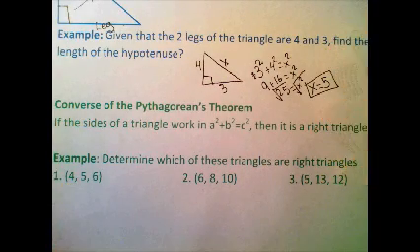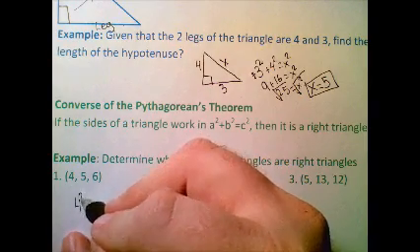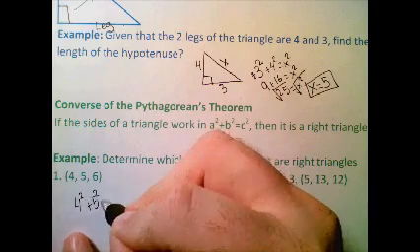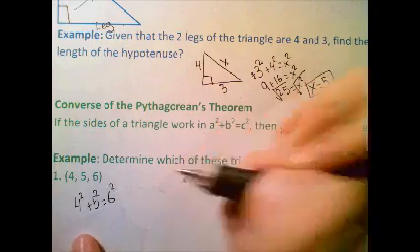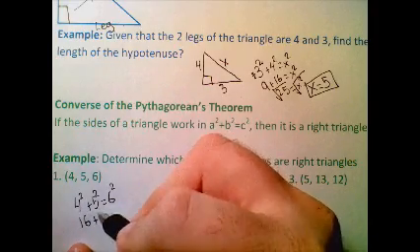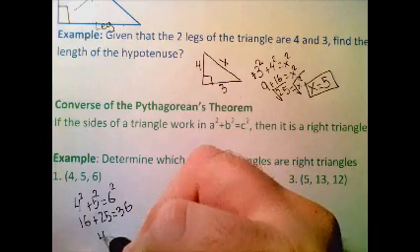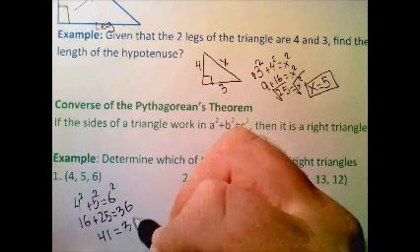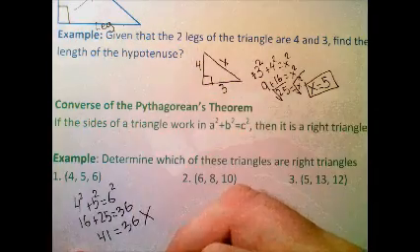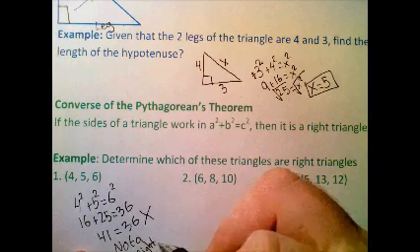Now, in order to be a right triangle, it should work in a squared plus b squared equals c squared. So, in this case, I have 4 squared plus 5 squared, and my question is, does it equal 6 squared? Now, 4 squared is 16, 5 squared is 25, and 6 squared is 36. This is equal to 41. That doesn't equal 36. So therefore, it's not a right triangle. Okay?